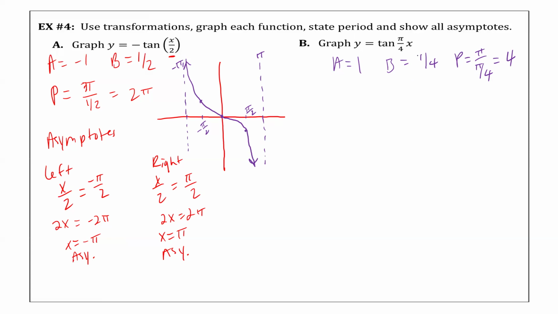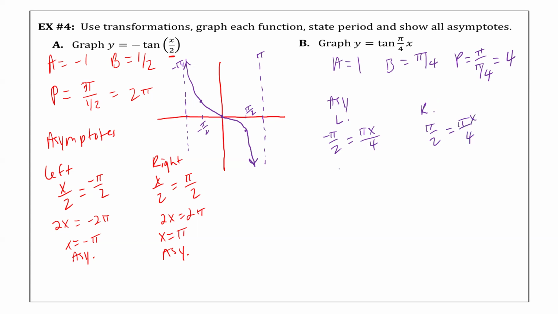Our B is pi over 4. So now we have 4, so you know that we're expanding from negative 2 to positive 2 across a period of 4. To double check that, you're going to identify your asymptotes. To find your left-hand asymptote, you take your argument, pi x over 4, and write negative pi over 2 equals pi x over 4. Your right-hand asymptote is going to be positive pi over 2 equals pi x over 4.